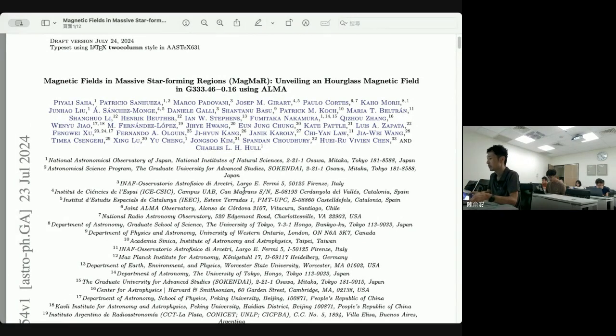So this paper is one of the research in this magnetic field in massive star-forming regions survey, and this survey observed 30 high-mass star-forming regions at 1.2 millimeter with the ALMA. And in this paper, they aim to assess magnetic properties and to investigate the importance of the magnetic field, gravity, and turbulence in the star-forming region G333.